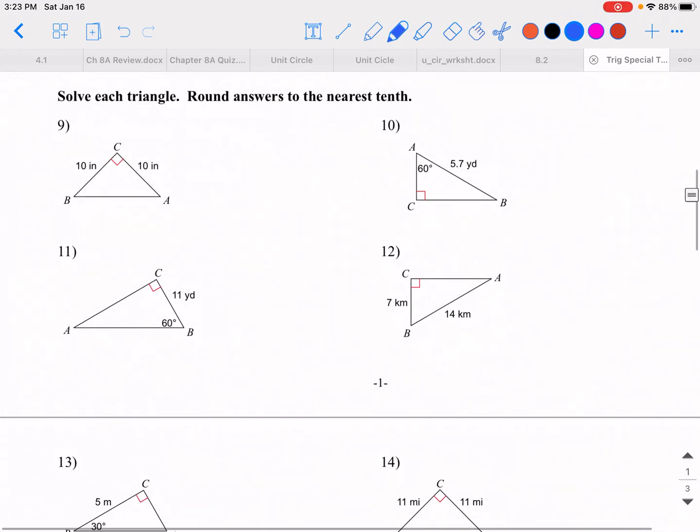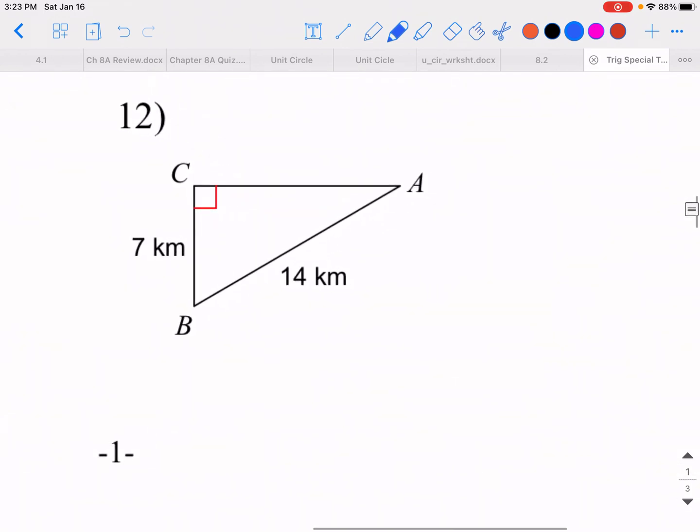Okay, let's go to one that's a little more challenging. We're going to solve each triangle, and we only have one side measurement and get the rest. Let's look at 12. Okay, so to solve 12 here, we have 2 measurements, but no angle measures. So I can decide which one I want to find. Let's go ahead and find B. Okay, so B we can label as theta, and we have the adjacent side and the hypotenuse. So I can say cosine, because cosine deals with adjacent hypotenuse, of theta is equal to 7 over 14.